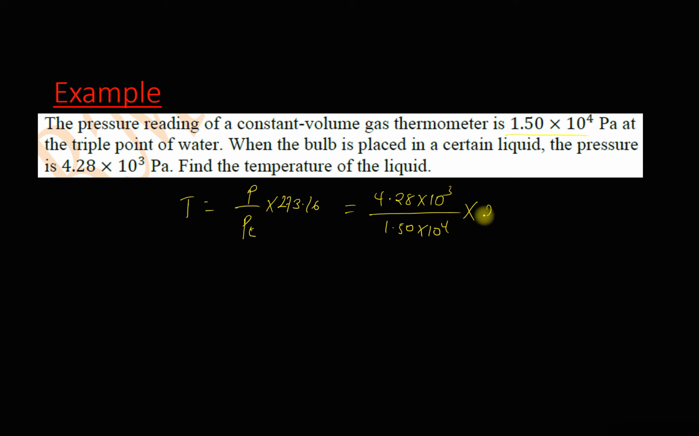Then we multiply this by 273.16, and this gives us 4.28 exponent 3 divided by 1.5 exponent 4, then times 273.16. So this will give us the temperature as 77 or 78 Kelvin.